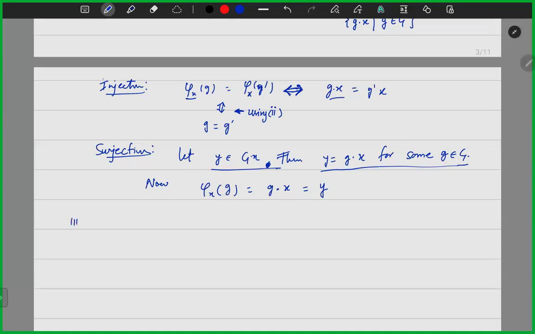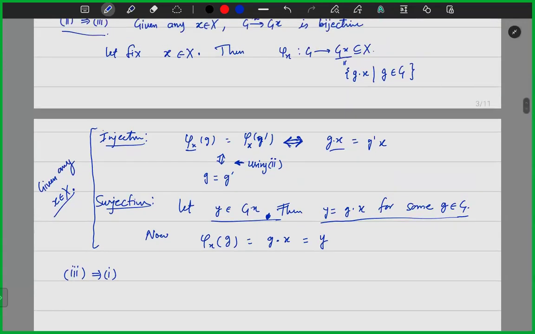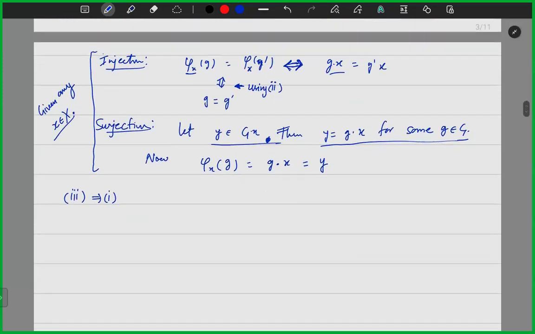Now 3 implies 1. And this was true for any x. Okay, these two things, given any x belonging to capital X, this is true for any x. Full conclusion. Now 3 will imply first how G is acting on X.